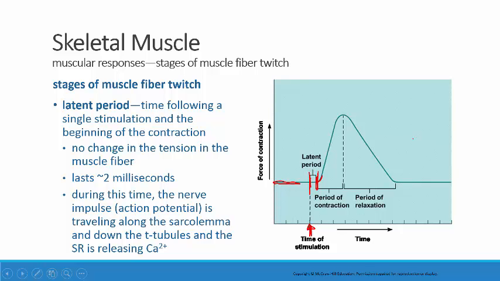A millisecond is a thousandth of a second. So if we could divide a second into 1,000 units of time, then that would be 1 millisecond. So it's 2,000ths of a second.